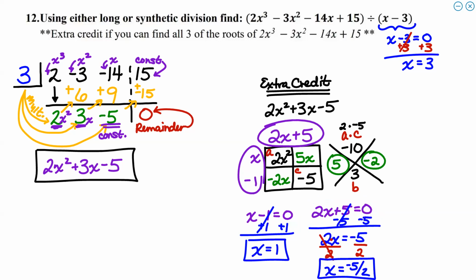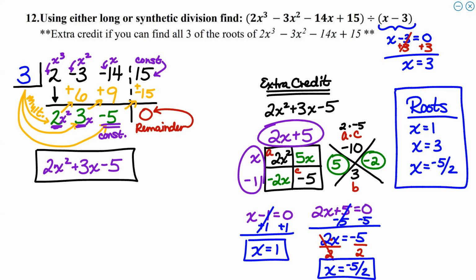So tell me what my roots are. x equals 1. I heard x equals 3. And x equals -5 over 2. Absolutely. Where did that 3 come from again? Yep, from this right up here. That was one of my roots.